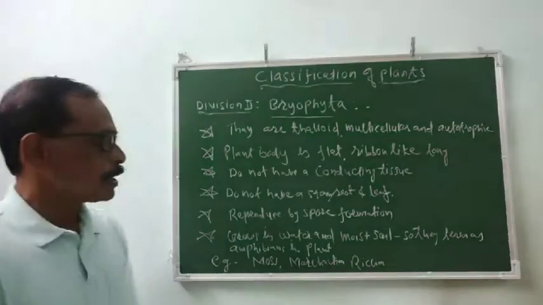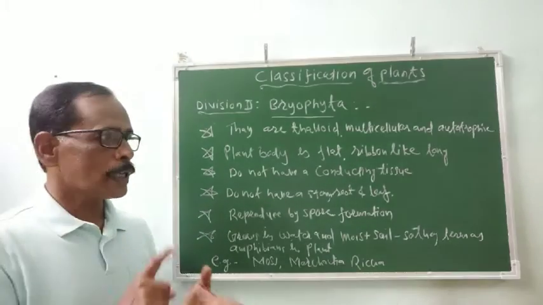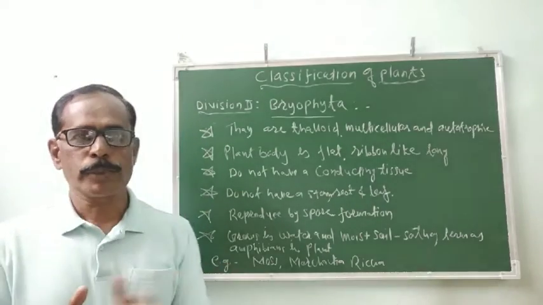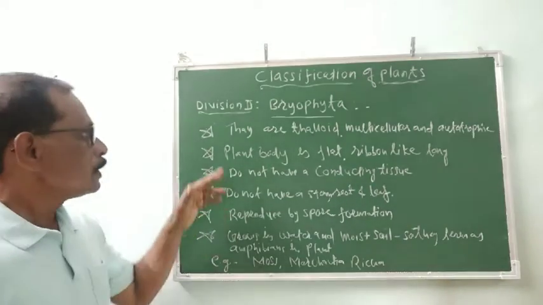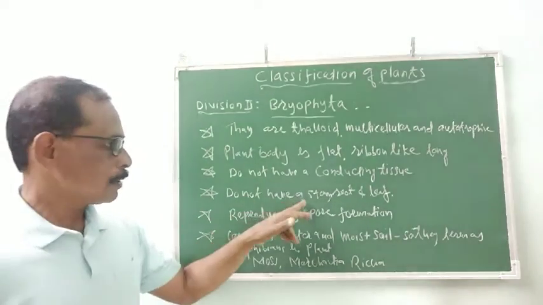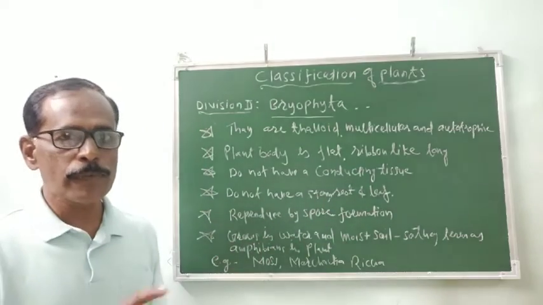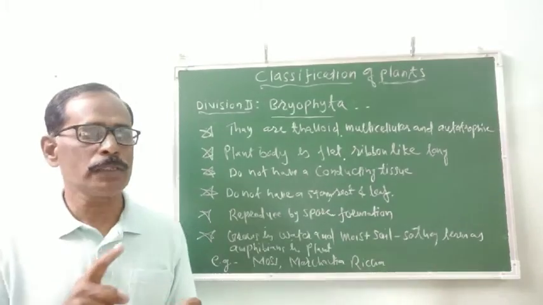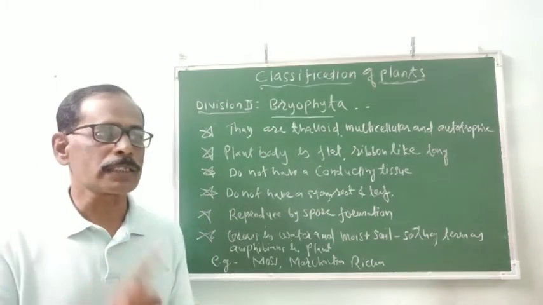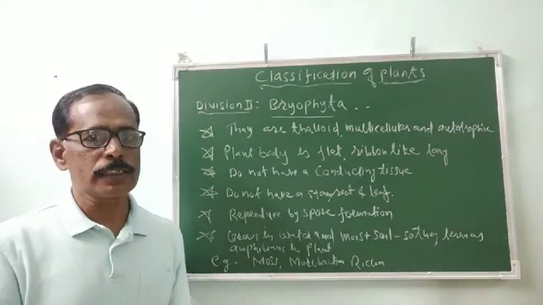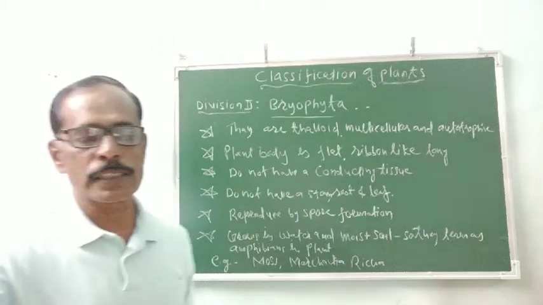They do not have stem, root and leaf. But if the bryophytes do not have a stem, root and leaf, some bryophytes have a leaf-like structure, some bryophytes have a stem-like structure, and some bryophytes have the root-like structure. That root-like structure is also known as the rhizoids. Root-like structure of the bryophytes known as the rhizoids.